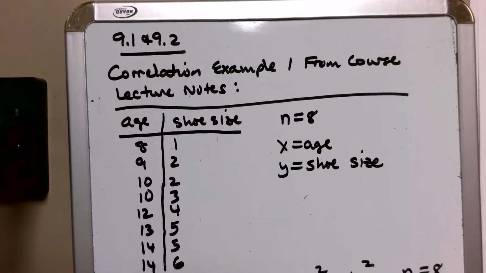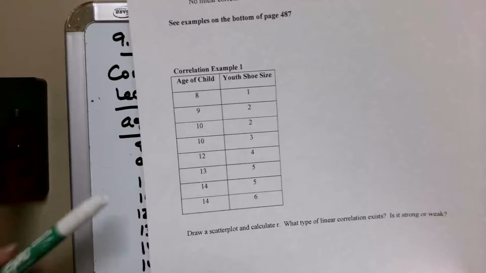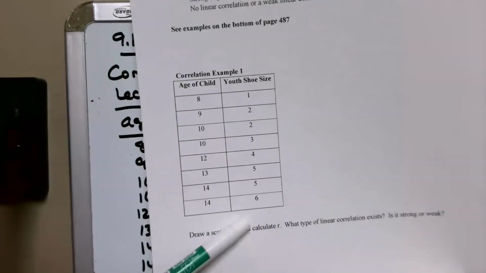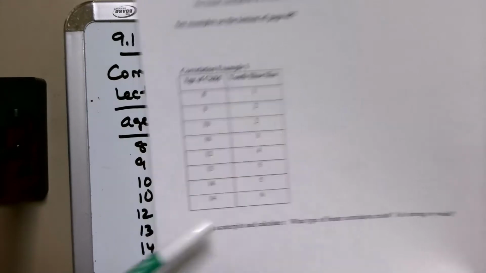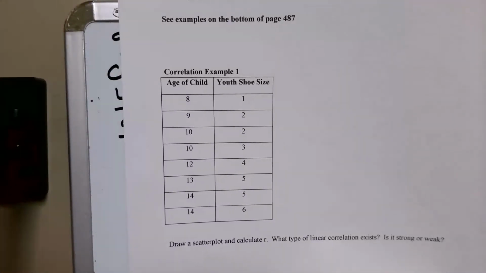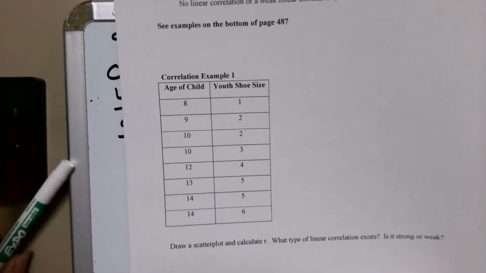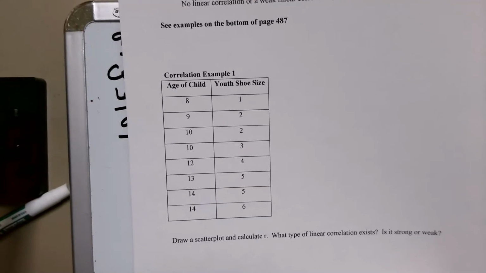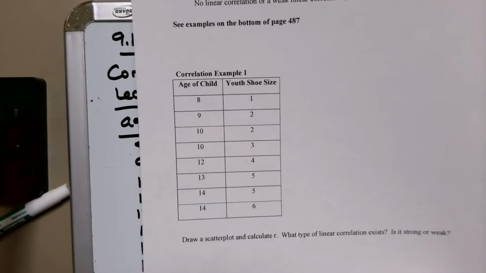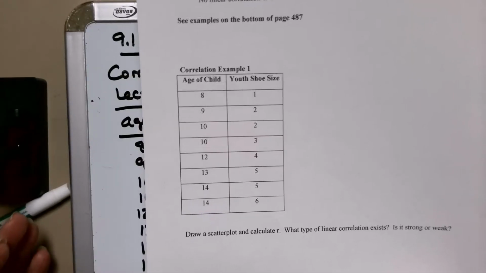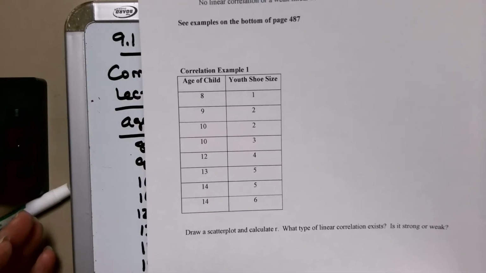So in the course lecture notes, I have example 1, which is not from the textbook, but it talks about the age of a child being X and the youth shoe size being Y. I'm going to go through that example and calculate r, the sample correlation coefficient, and then also make a regression line equation from that data, and then look at that on a scatter plot. What does that look like?